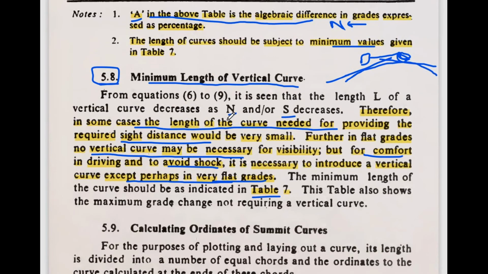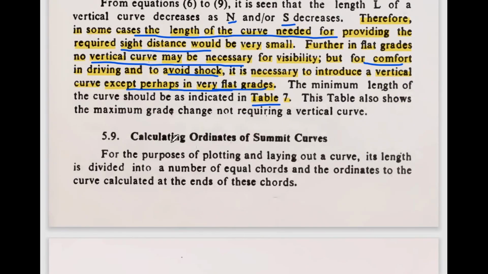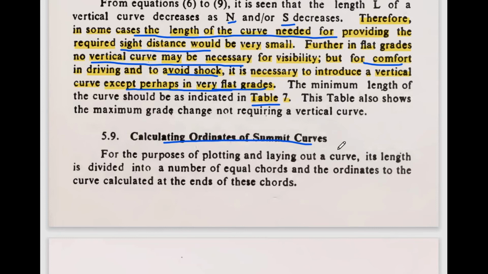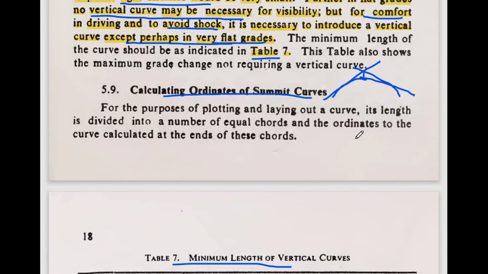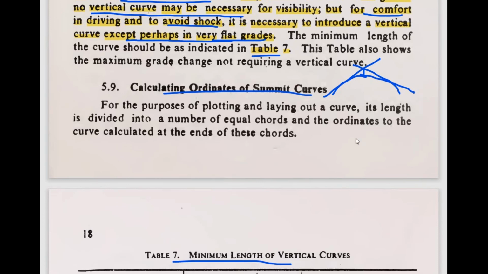So let's move to the next point, which is 5.9, calculating the ordinates of summit curve. This is an important point with respect to actual execution, or how we must actually construct the vertical curve, because on paper we can draw the cross section, but on site we cannot see the actual alignment of the vertical curve in the vertical plane. So this point is very important as far as our execution part is concerned.